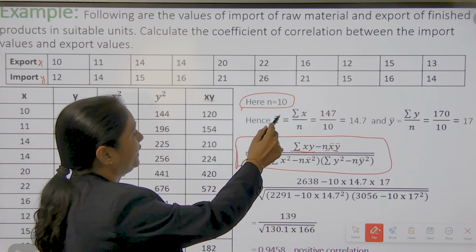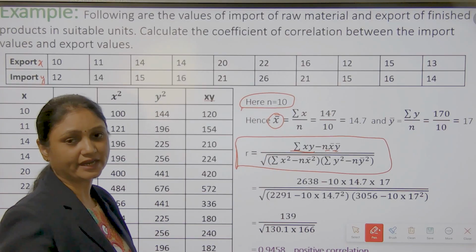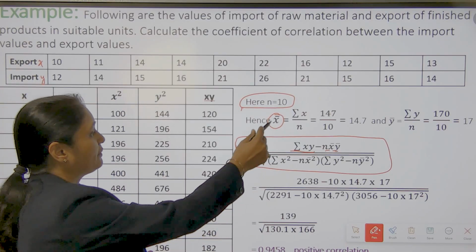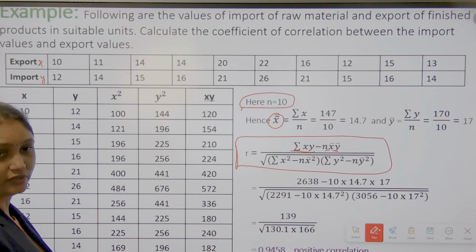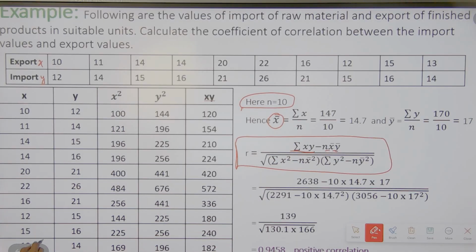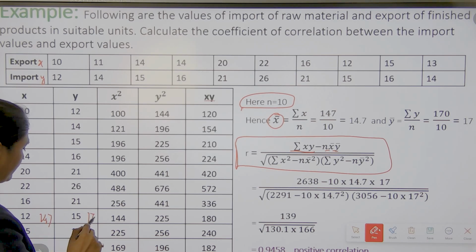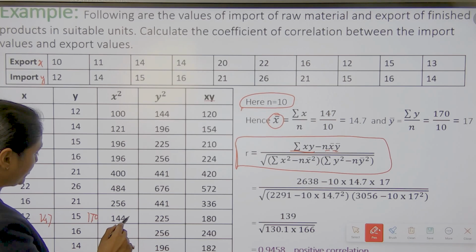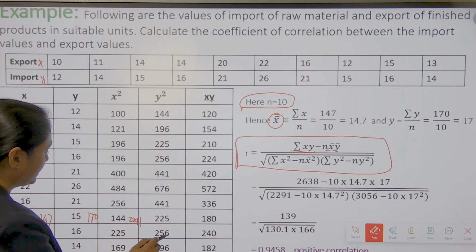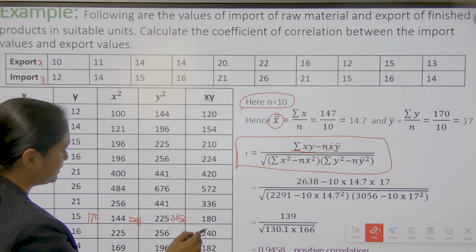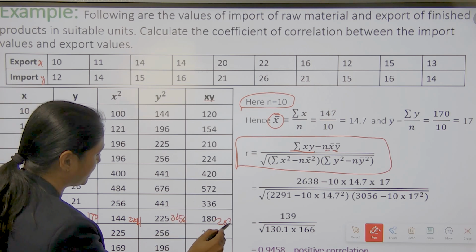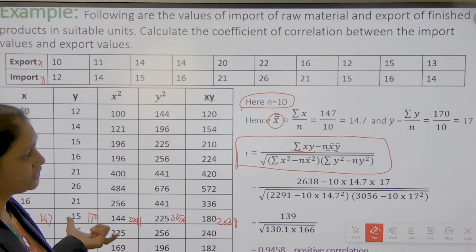So we can calculate x bar. X bar is the arithmetic mean of x values. So summation x upon n, that is 147 upon 10. Here total of x values is 147. Total of y values is 170. Summation x square is 2291, summation y square is 3056, and summation xy is 2638. So we can put these values.